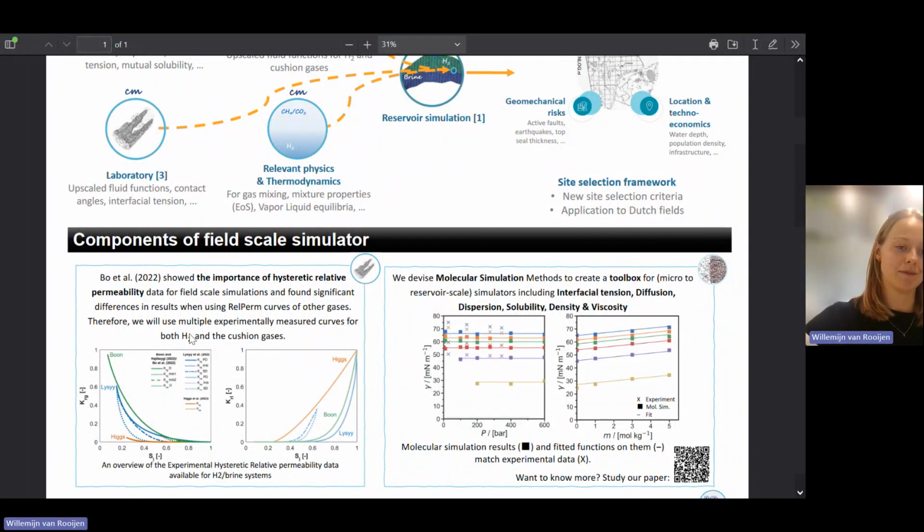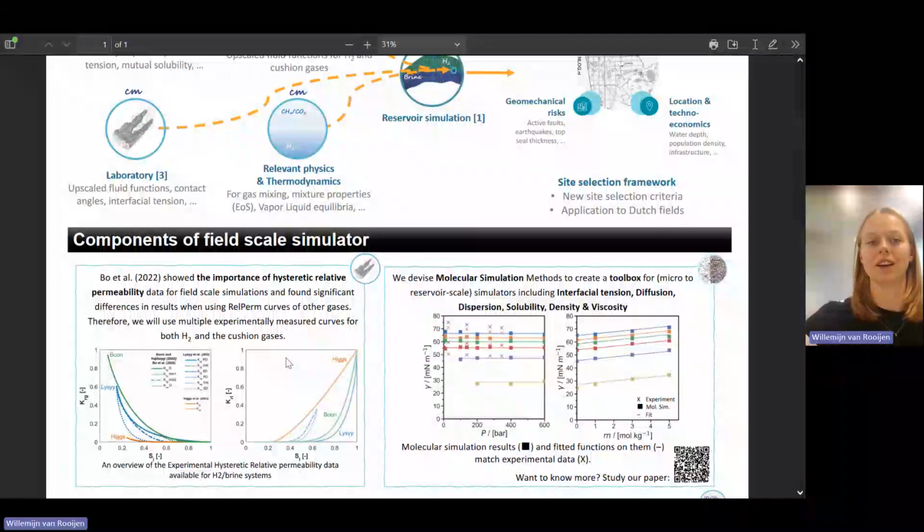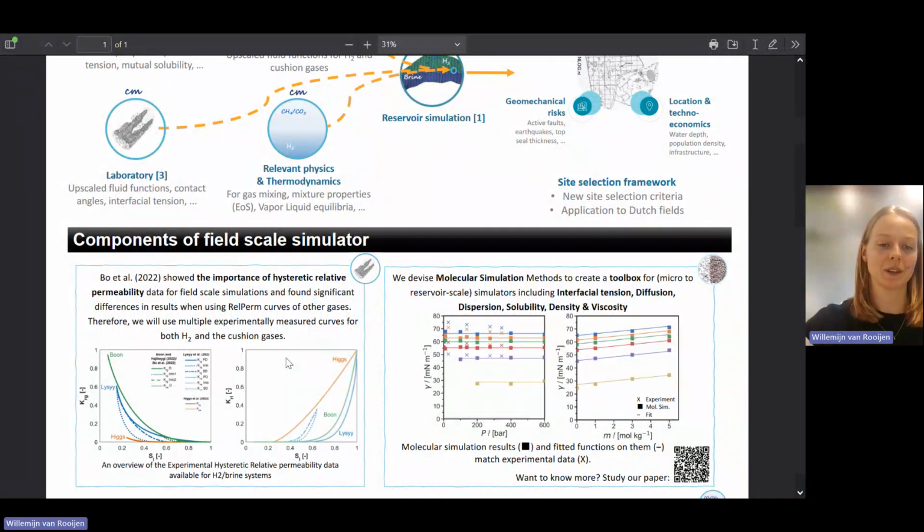And that is why we will look in a lot of detail at all the data that is available. How will hysteresis play a role? What will actually be the most suitable model to use in which case? Because also the pore scale structure can make a huge difference. And how will this in the end play a role in the site selection criteria that we will develop?